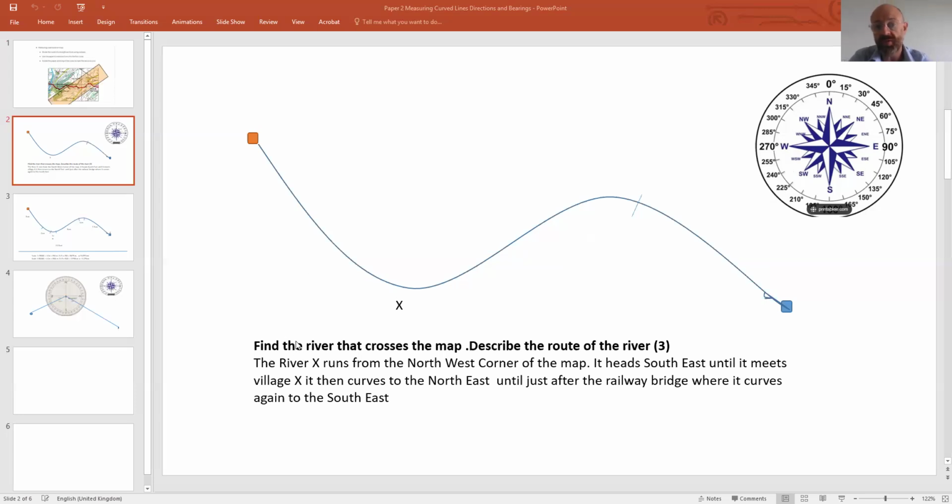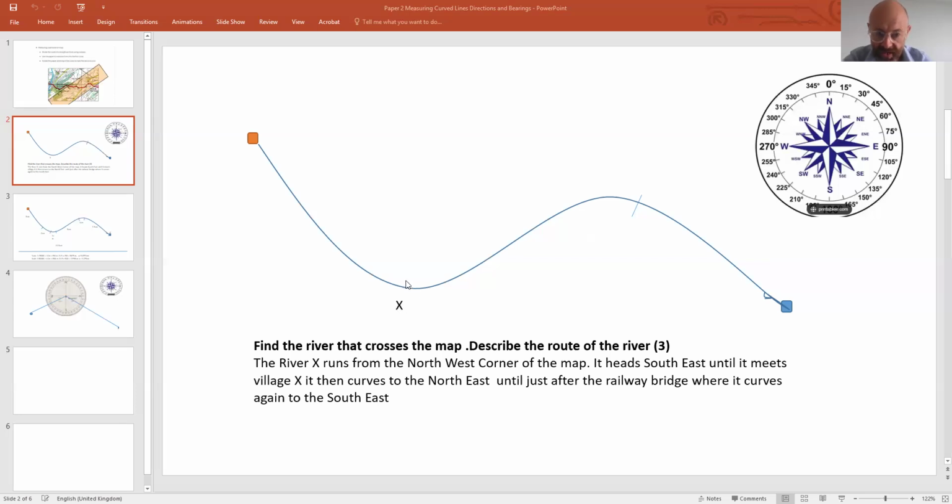And I've designed a question: find the river that crosses the map, describe the route of the river. Well, this thing I've drawn is supposed to be the river. But listen to how I'm describing it. The river X runs from the northwest corner of the map. That starts here, and look, that's northwest. It heads southeast, on a bearing near 135 degrees. So it starts in the northwest, but then it heads southeast until it meets the village X.